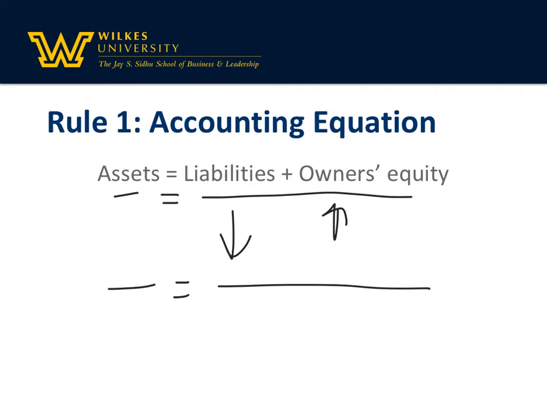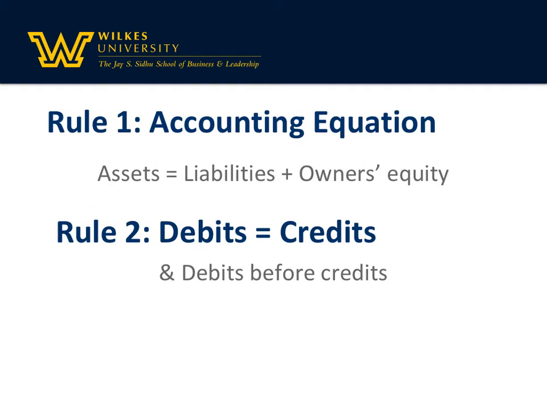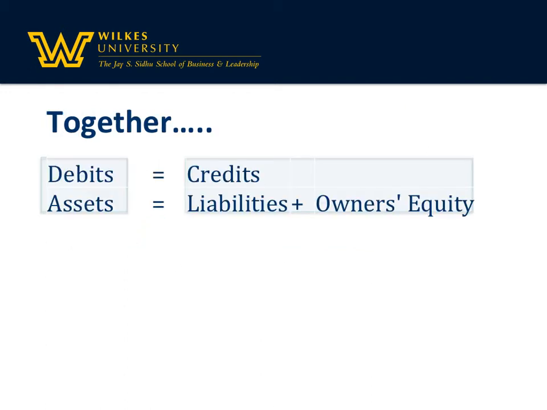That's rule number 1. Rule number 2 is that debits equal credits. Not individually, but the total number of debits must equal the total number of credits. And while we're at it, we always make sure we put our debits before our credits. When we put these two main rules together, you end up with debits equal credits and assets equals liabilities plus owner's equity. Well, you can simply draw a line.